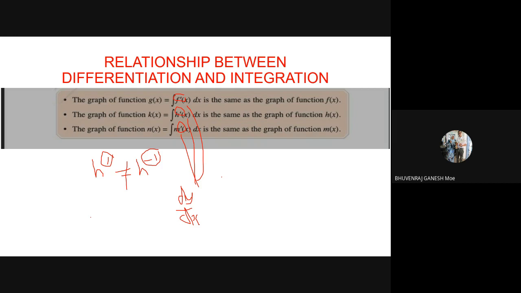Maksudnya dari sesuatu fungsi, katakan fungsi f, kalau kamu bezakan dia, kamu akan dapat fungsi f prime. If you have a function fx, if you differentiate, you will get f prime x. But if you integrate f prime x, you will get back fx. Okay, kalau kamu kamikan balik f prime x tu, kamu akan dapat fx. Okay, ini adalah maksud yang soalan nak berikan kat kamu.